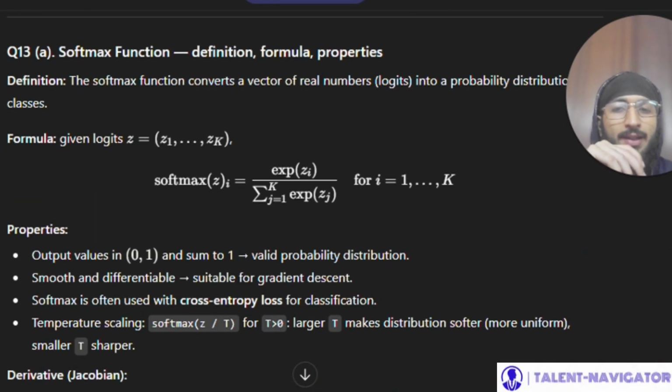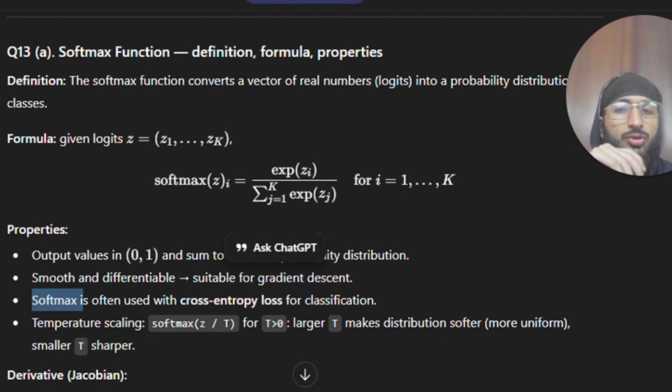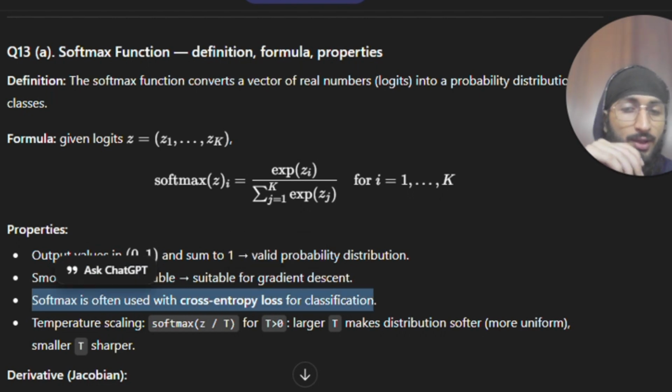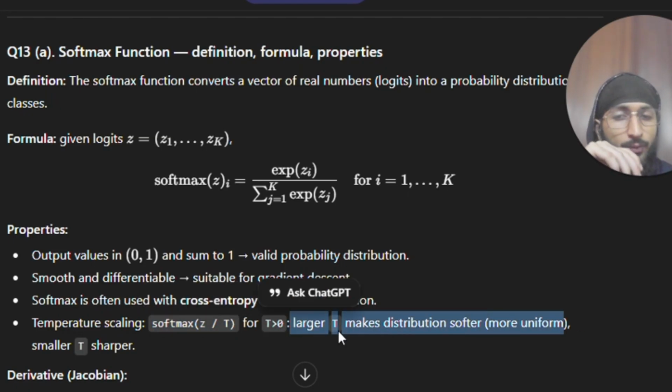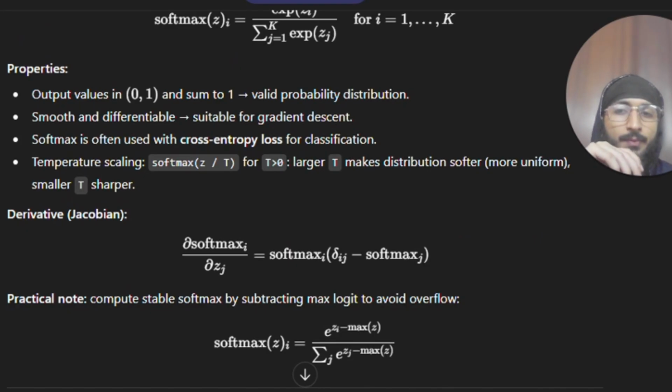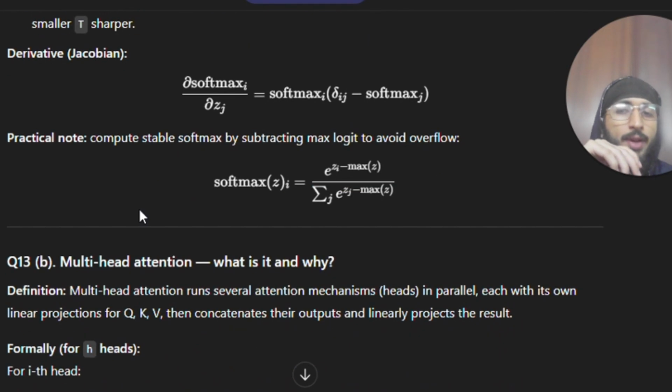So properties: outputs values in the 0 to 1 range and sum to 1, a valid probability distribution, smooth and differentiable. It is suitable for gradient descent. And also softmax is often used with cross entropy loss for classification and can be used for temperature scaling as well. Softmax(z/T) for T greater than 0. Larger T makes the distribution softer, more uniform, and smaller T makes it sharper. And then we have the Jacobian form as well for the derivative. We can go through that.